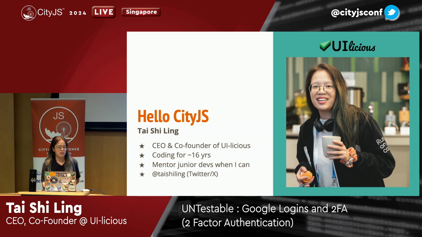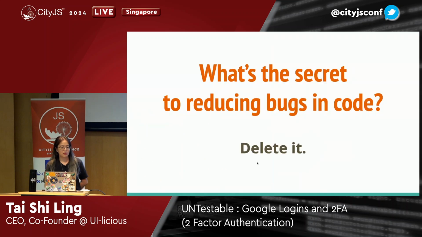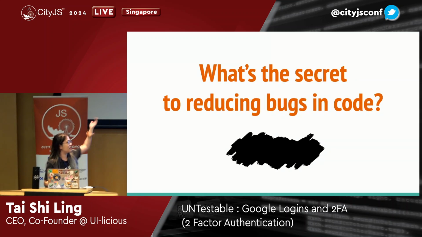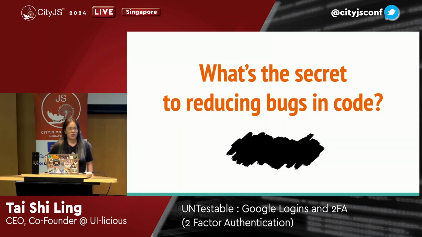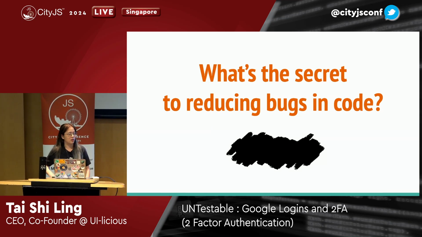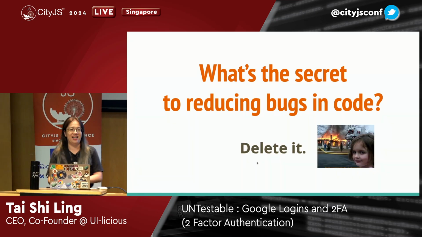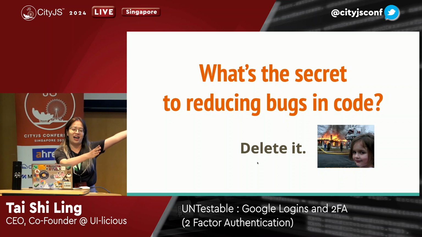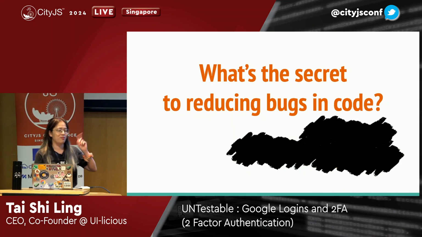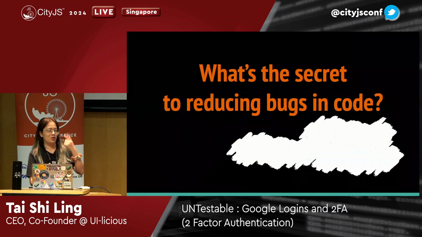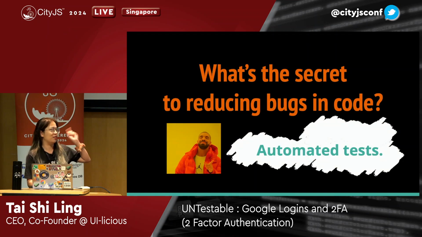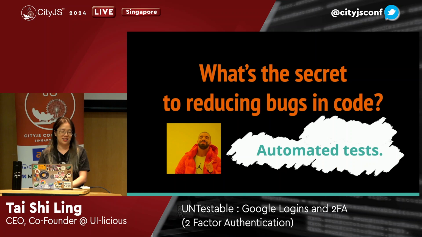And after 16 years of testing, folks sometimes ask me, hey Ling, what's the secret to reducing bugs in code? I tell you the secret is very easy. It's to delete it. No code, no bug. No. Bad advice. Don't listen to me. Okay, I tell you, the correct answer is automate your tests.